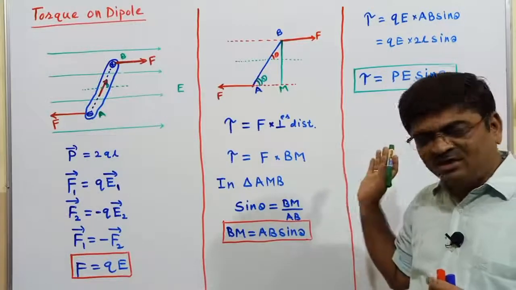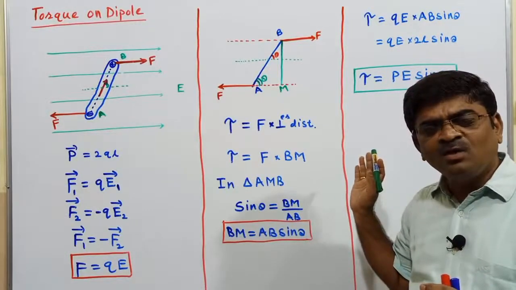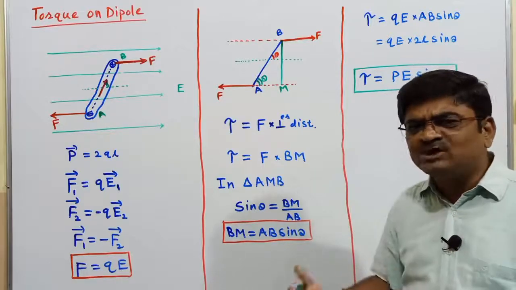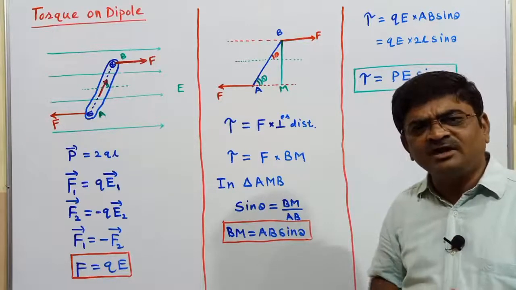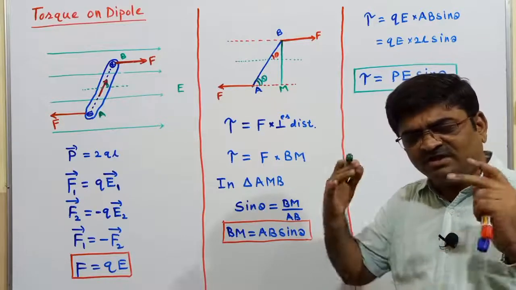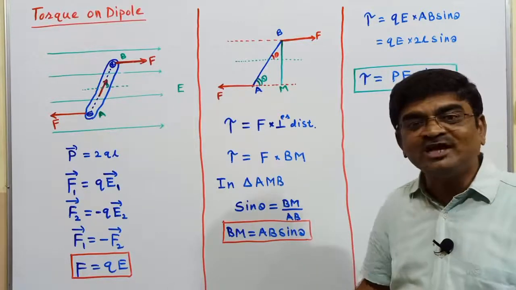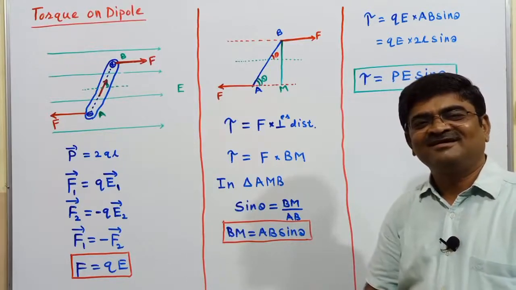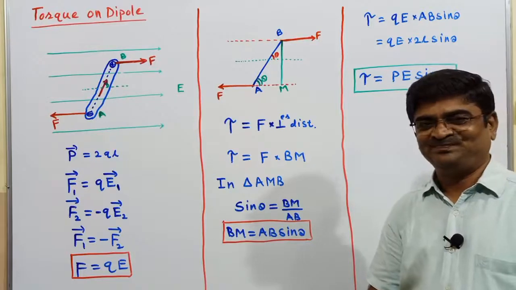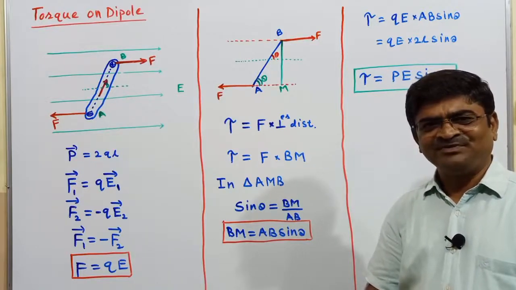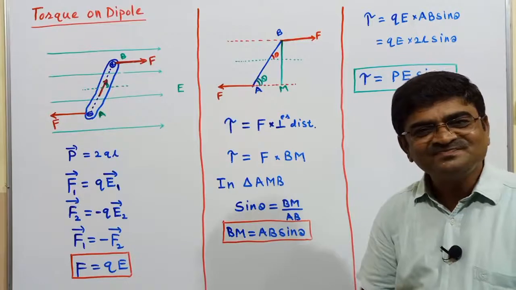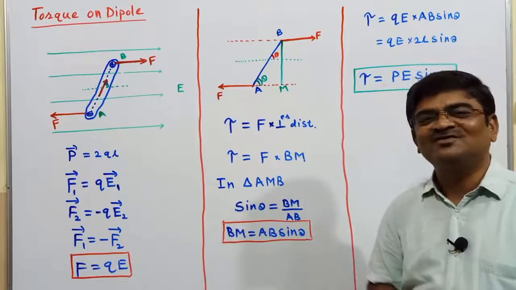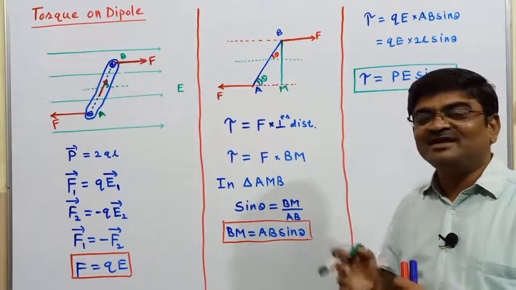Now it is nothing difficult to understand when the torque can be maximum and when the torque can be minimum. For a given dipole in a given electric field, that is going to be decided by the angle theta. If theta is 0, sin 0 is 0, you get minimum torque. If theta is 0, how much torque do you get? 0. Mathematically you can understand.